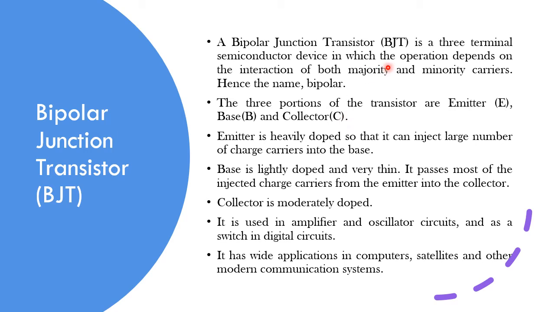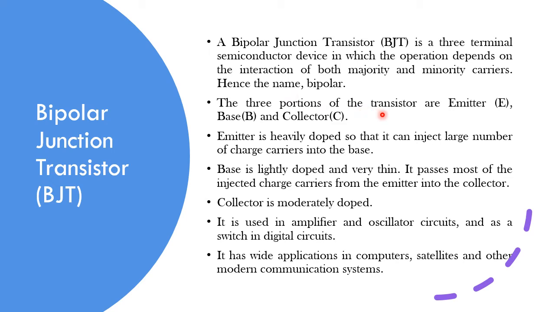Earlier, we have seen the PN junction diode. It is a two-terminal device, P and N. Here it is a three-terminal device, in which the operation depends on the interaction between both majority and minority carriers. Hence it is called bipolar. So the majority carriers means, if it is a p-type material, holes are the majority carriers. N-type material, electrons are the majority carriers. And here it is a three-terminal device.